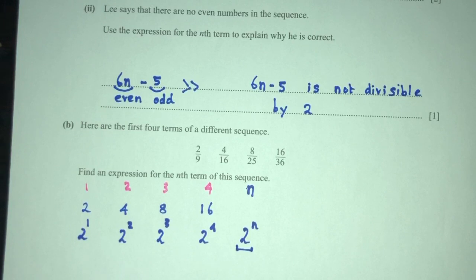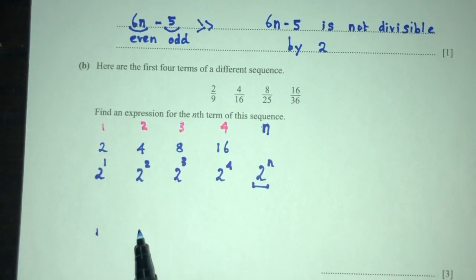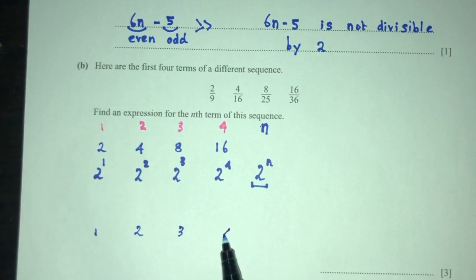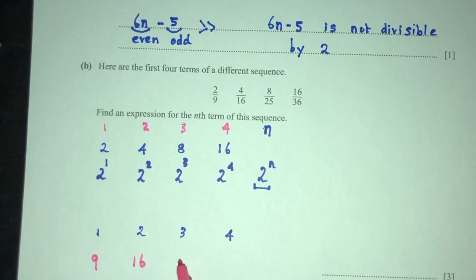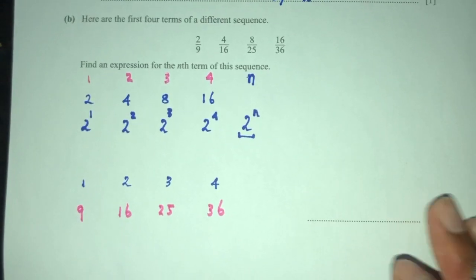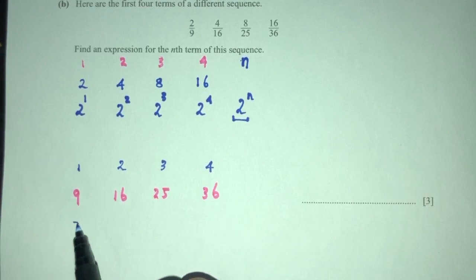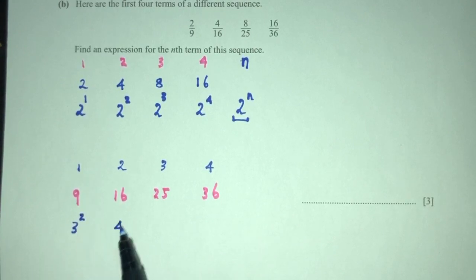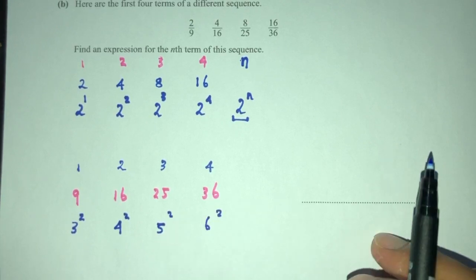Now, what about the denominator? Pretty easy as well. Same steps, let's have a look. You see 1, for the first term, second term, third and fourth term. That will be 9, 16, 25, and 36. Now, we have to realize what kind of numbers these are. From experience, you will know that this is simply 3 square, 4 square, 5 square, and 6 square. These are the square numbers.